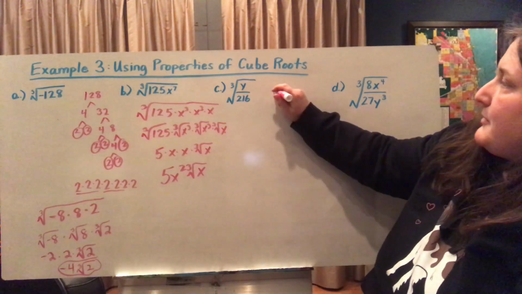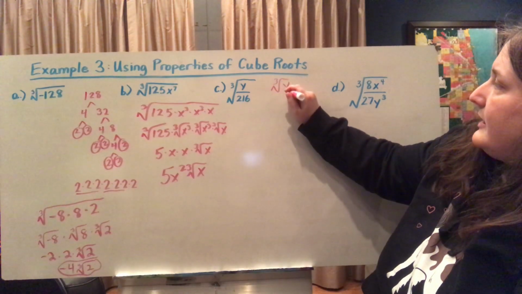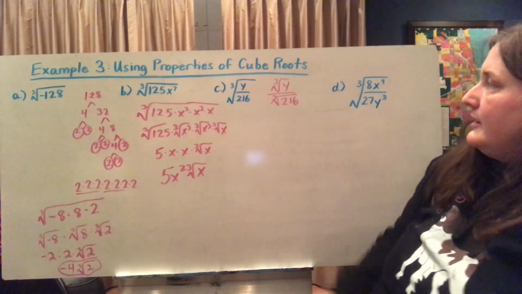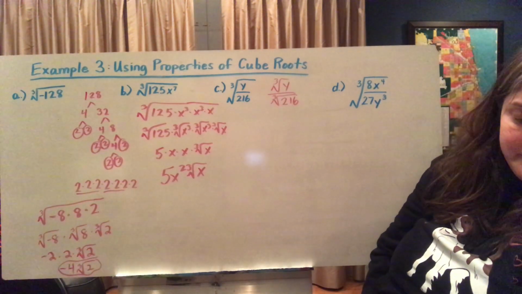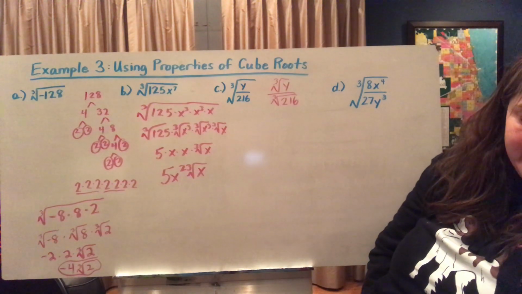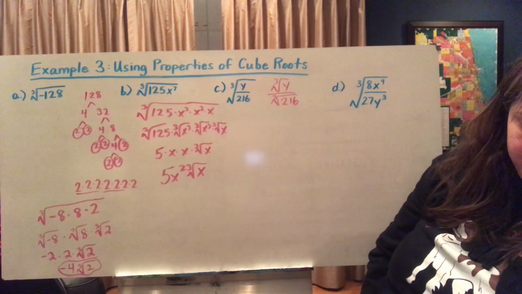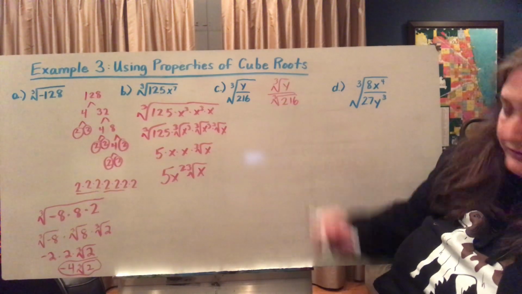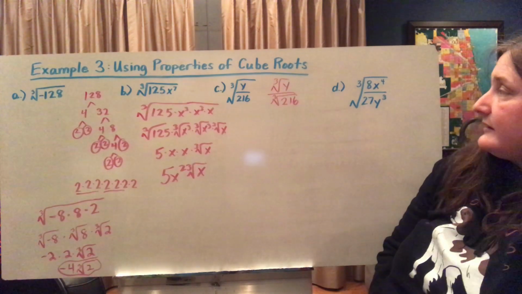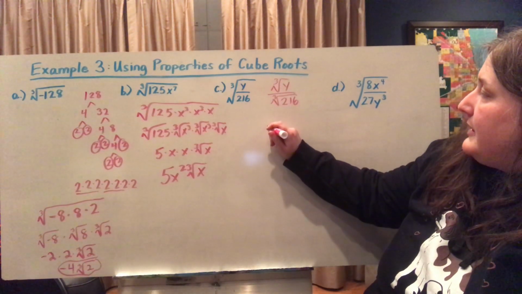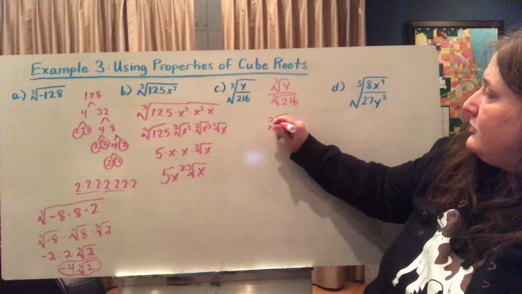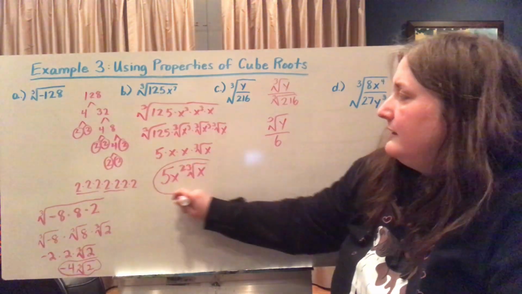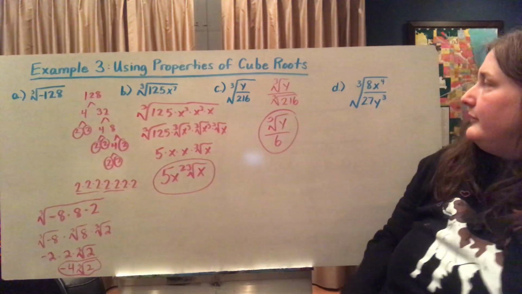Let's take a look at this guy. I'm going to break this one into the cube root of y on top and the cube root of 216 on the bottom. Now, the cube root of y is not going to be able to be simplified, but I can simplify my 216 because 216 is 6 times 6 times 6. So I'm going to have, for my final answer here, cube root of y over 6. And if you don't automatically know that, you can always make a factor tree for yourself.